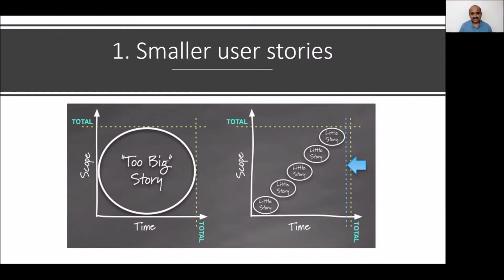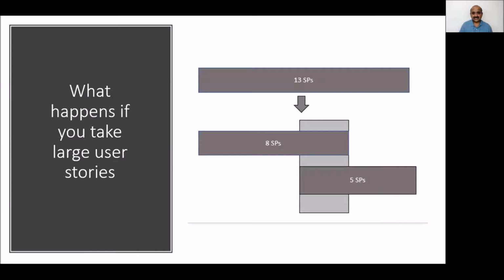for some reason, because of some ambiguity, this big user story will spill over to the next sprint. Instead, if you split the story into smaller user stories, you see that many good things happen in the process. So we have to pitch for smaller user stories. If 13 story points worth of work is prioritized for a sprint, we are not ready to split it into smaller user stories because of our inefficiency.